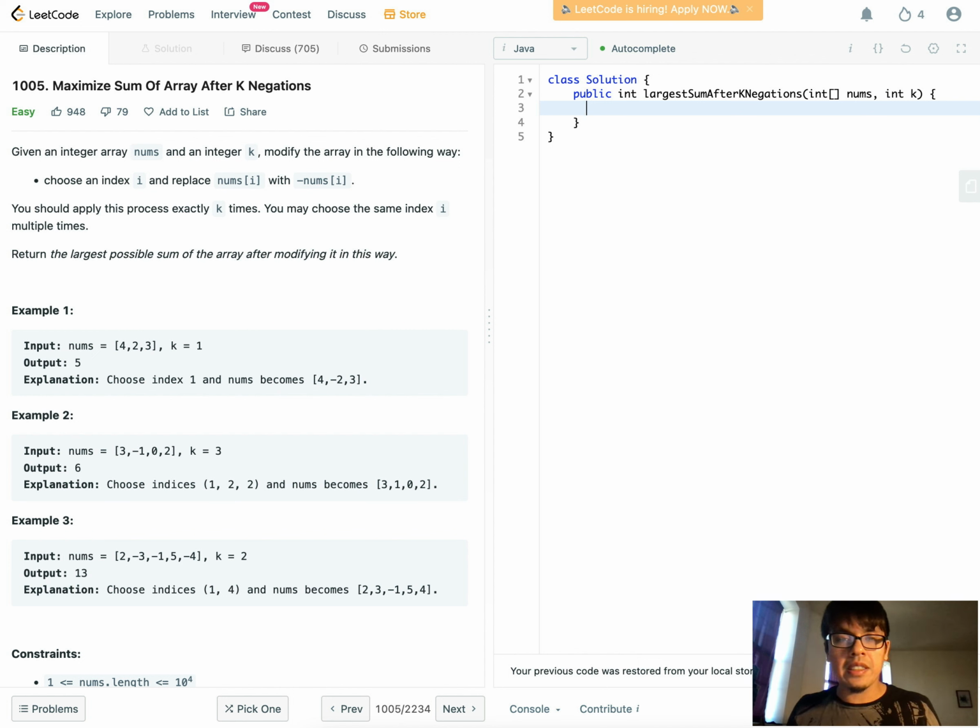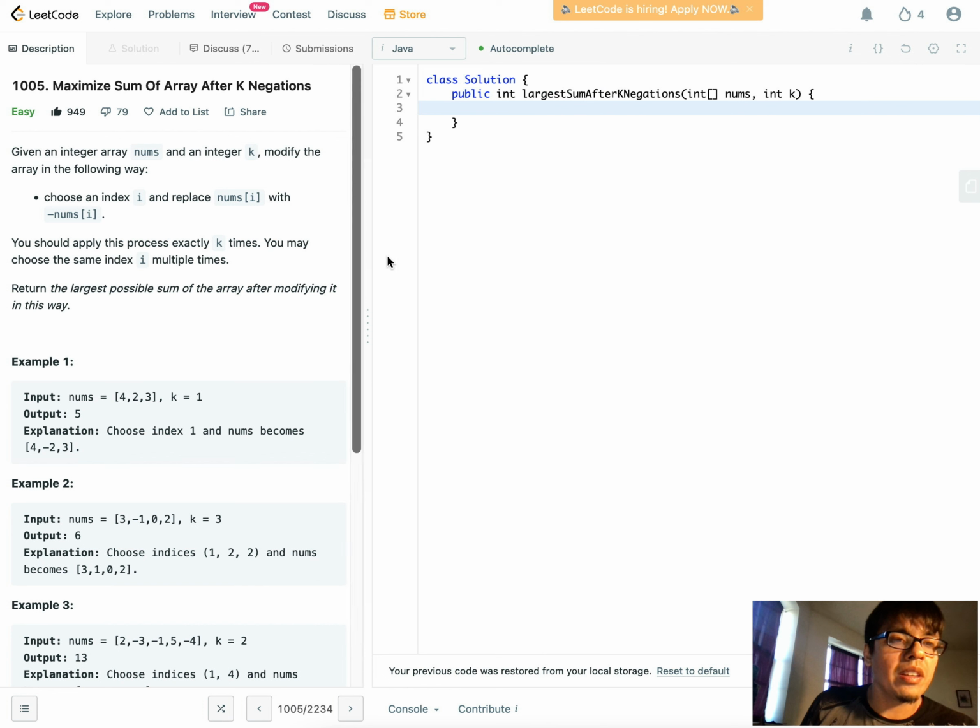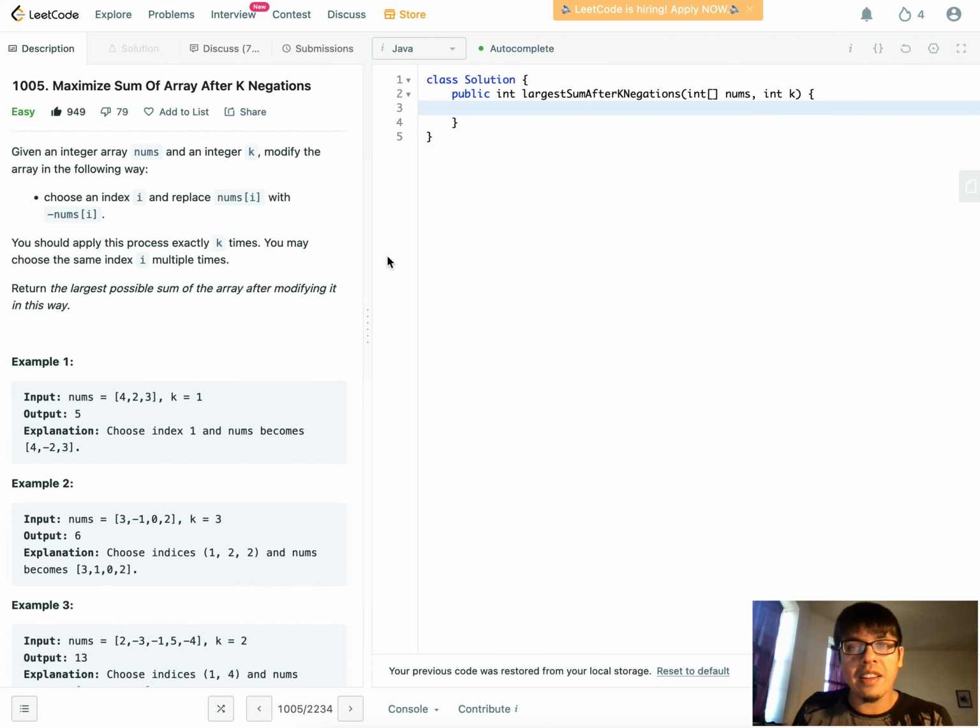And yeah, let's get on with this coding problem. So I have an interesting problem today. It's labeled as an easy. It's called 1005, Maximize Sum of Array After K Negations. Again, it's really well liked on Leetcode, and I think I know why, but let's try to figure that out together.